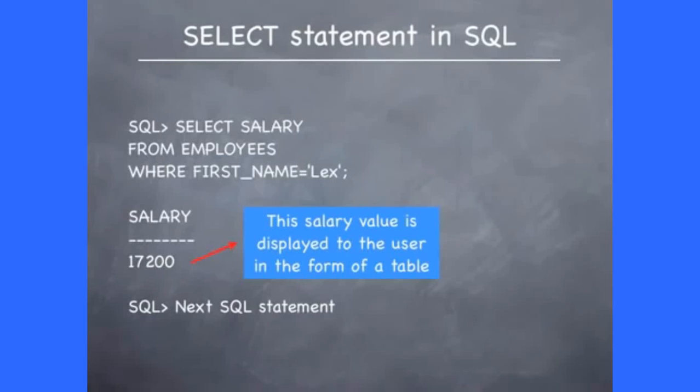employees where first name equals Lex. The salary of the employee Lex is being retrieved by the query and the value was 17,200. If queries are written at the SQL prompt, their output is displayed in the form of a table. After the output has been displayed, the cycle of waiting for the next SQL statement continues and you are returned back to the SQL prompt.